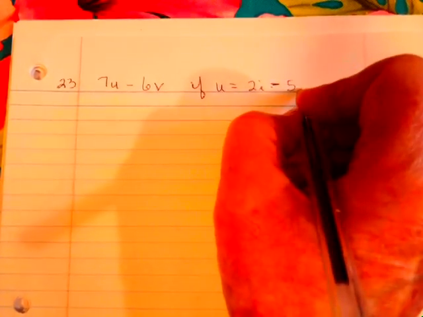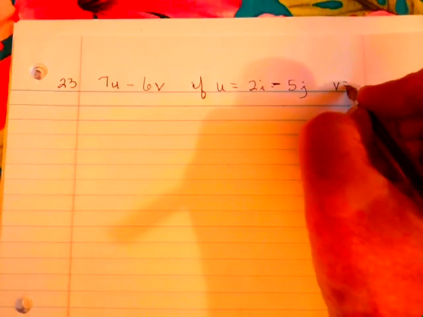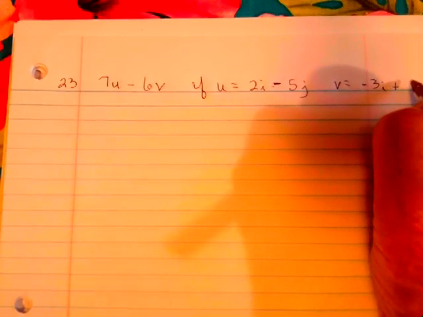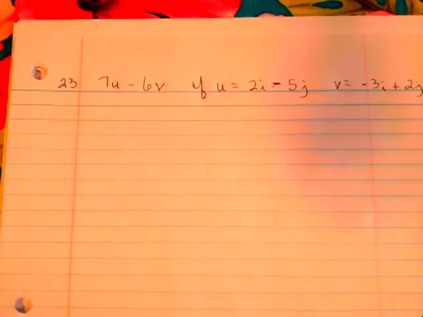Problem 23. 7u minus 6v using those same vectors. If u equals 2i minus 5j and v equals -3i plus 2j, we'll change it up a little bit and use different vectors. I just glanced at my paper wrong and thought we were using the same ones.